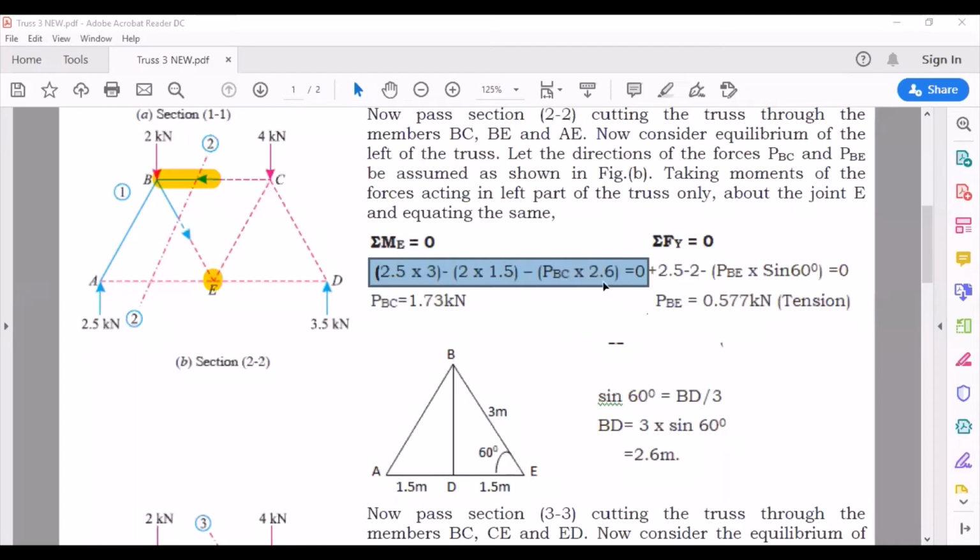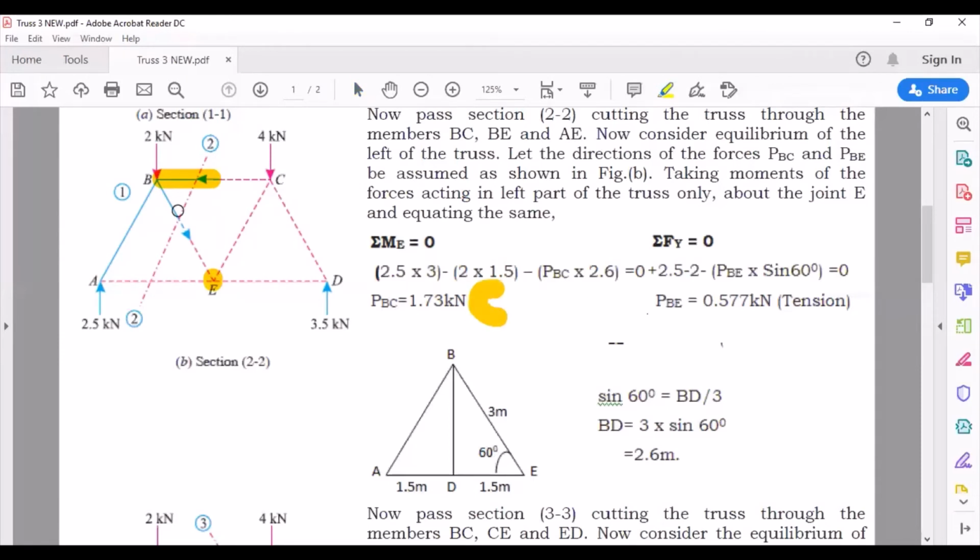If you rearrange the terms in this equation, you will be able to calculate the member force PBC, which happens to be 1.73 kilonewton. Since the direction of this member force is towards point B, the nature of this force will be compressive. It is compressive in nature.